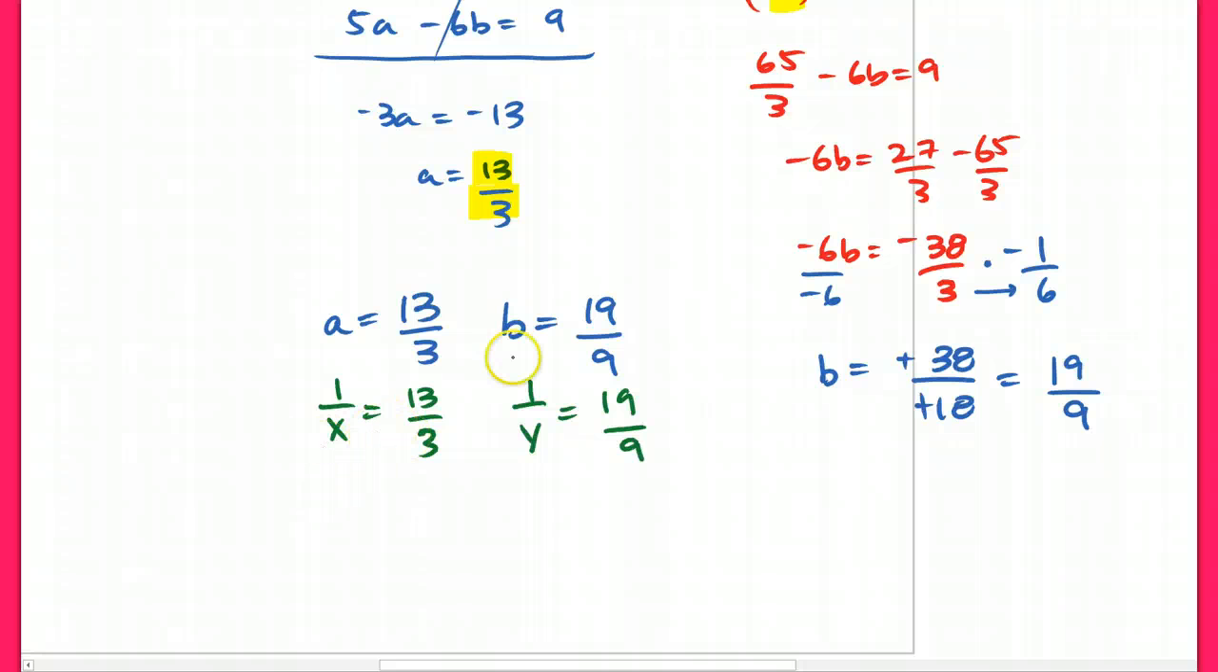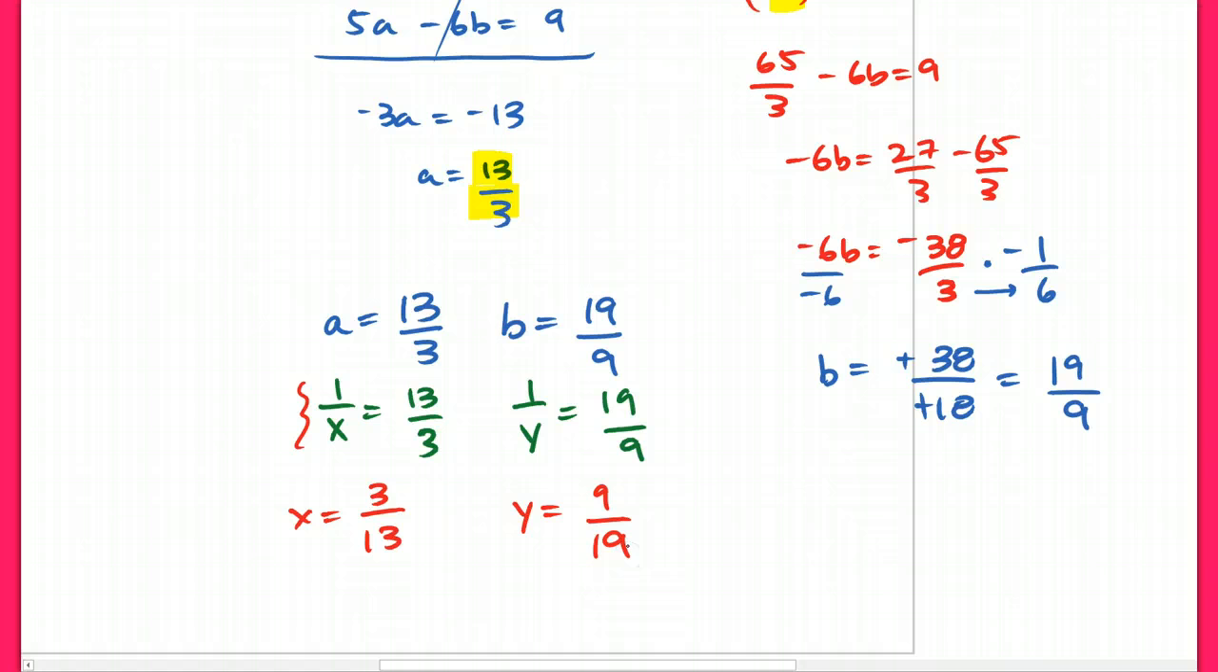Now all I have to do is isolate the x. I could, if I wanted to, cross multiply here to isolate that x, but I also noticed that this is just a reciprocal. 1 over x equals 13 thirds, so x, its reciprocal, would be 3/13. Even if I cross multiply, I'll still get the same answer of 3/13. But now, since you have 1 over y, that would mean that y, its reciprocal, should be 9/19.